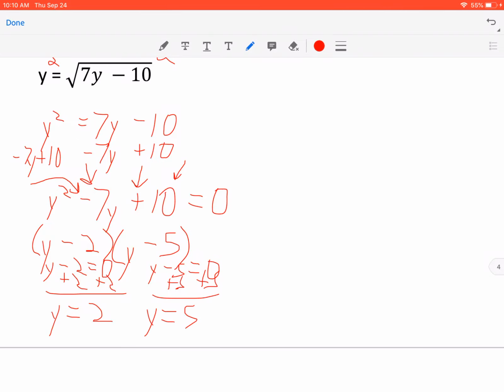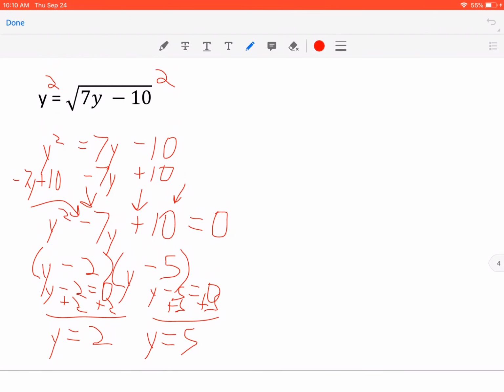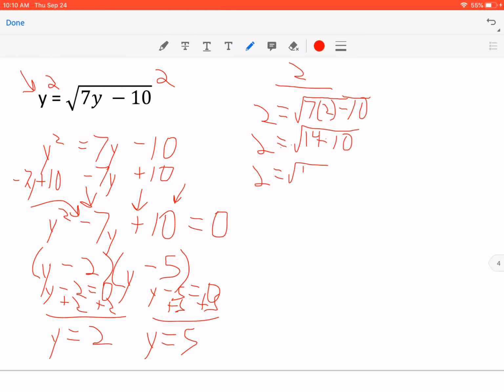Now, before you circle them, plug them back into the original one. So let's start with 2. I'm going to plug the 2 into the y. So that's 2 equals radical 7 times y, which was 2, minus 10. All right, 7 times 2 is 14. 14 minus 10 is 4. Is 2 equal to the square root of 4? Yeah, because the square root of 4 is 2. So 2 equals 2. Yep, that works. Circle that answer. Try 5.